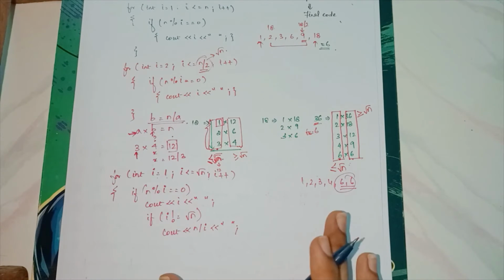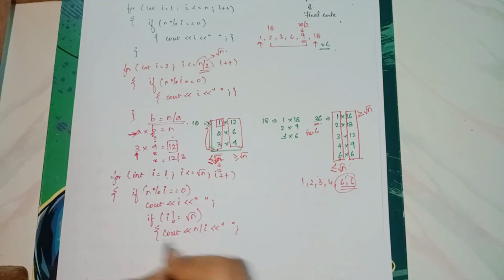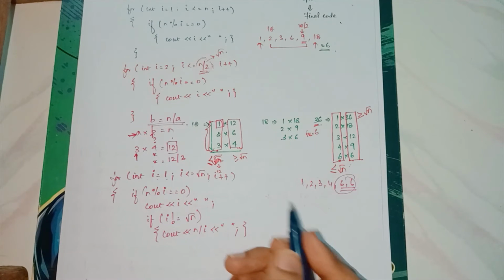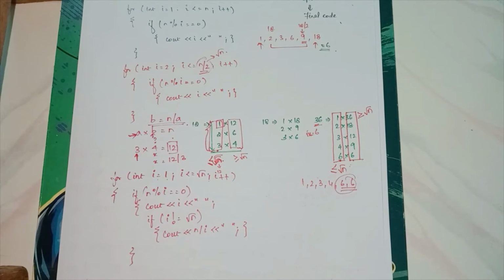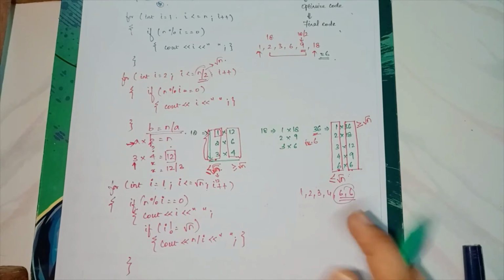If you don't get this right now, it's completely fine. I'll do a code walkthrough right after this so that you will get a good idea of what I'm actually doing. So with that, this is done. This is print out i, and if i is not equal to root n, then print out n by i. So let's take it for 36 itself.